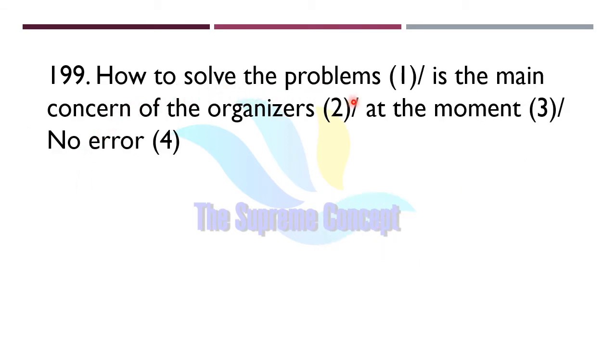How to solve the problems is the main concern of the organizers at the moment. So find out where exactly the error lies in this question. Yes, error lies in part number 1. So no need to use the definite article the here. We can simply use how to solve problems. Okay, how to solve problems will be the correct usage here, because the definite article is not used before plural countable nouns, unless we talk about something specific. So let us move.